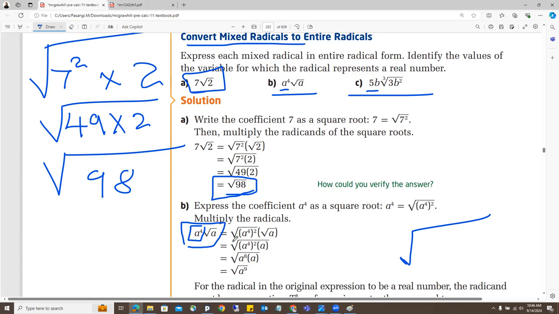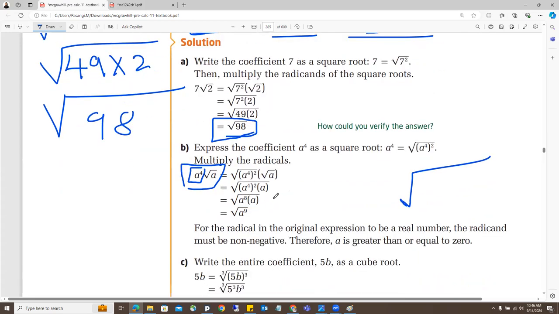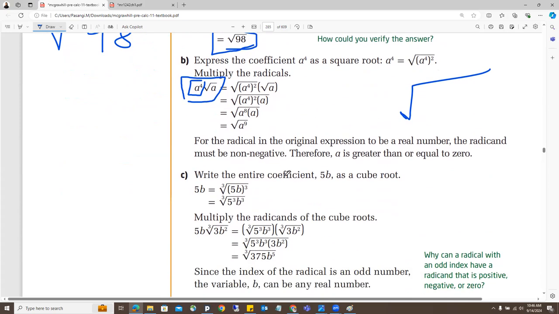Are you sure it's clear? Okay. Now check for B and C. What have they done? The steps are clear.